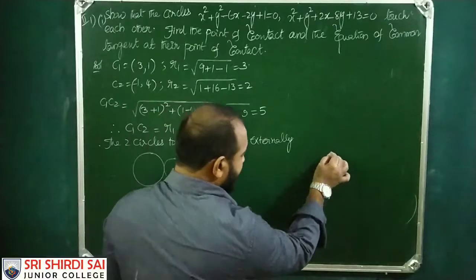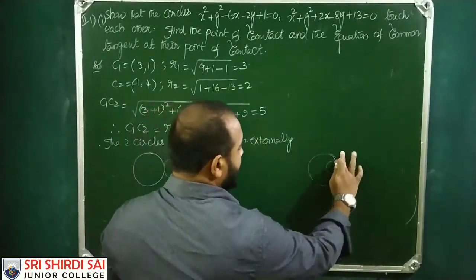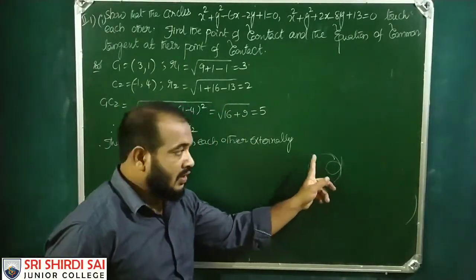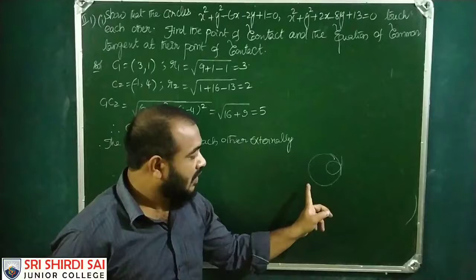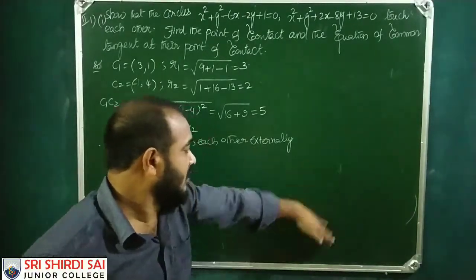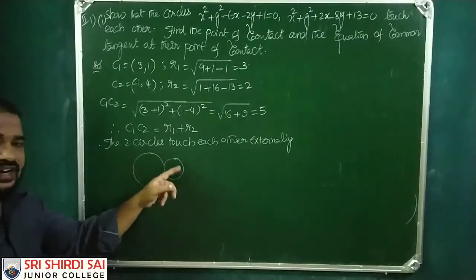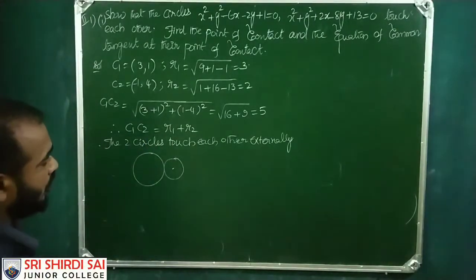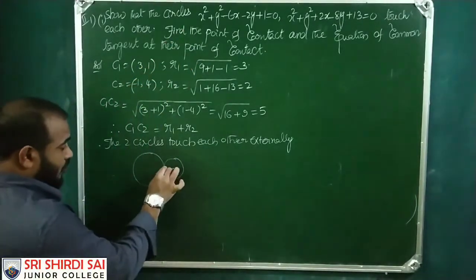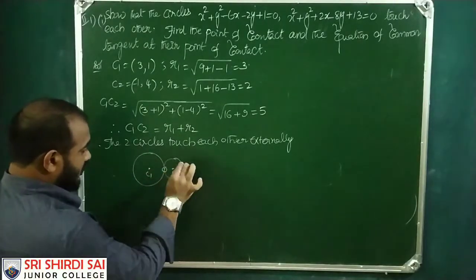Therefore the second case which we have discussed before is clear. The two circles are not touching each other internally. They are touching each other externally instead. Okay, and find the point of contact. So this is the point of contact we are looking for.